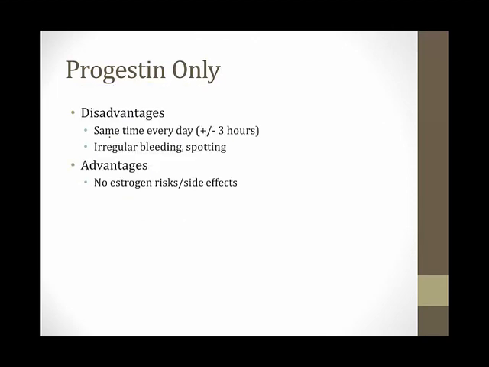One of the main disadvantages of progestin-only birth control pills is that they have to be taken at the same time every day. Now, this is true for all birth control pills, but it's especially true for the progestin-only pills. If you are off by more than 3 hours, you can become pregnant and you have to use an alternative form of birth control. In addition, women taking progestin-only birth control pills often have irregular bleeding and spotting. Now, this can occur with any birth control pills, but it occurs commonly with the progestin-only pills.